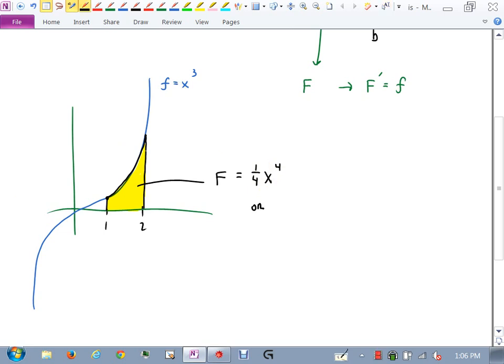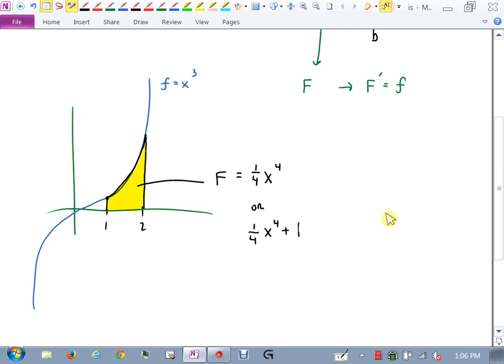Or I could have used this one. How about this? 1/4 x to the fourth plus 1. That would have also worked, right? Because what's the derivative of this one? Same thing. Derivative of constant's still going to be 0. That's still x cubed, yes?